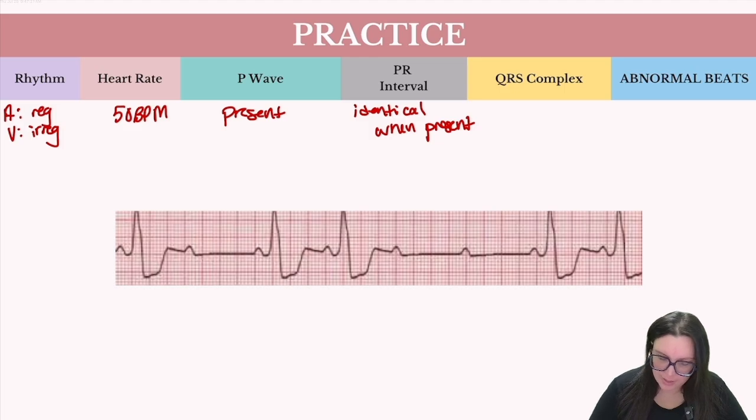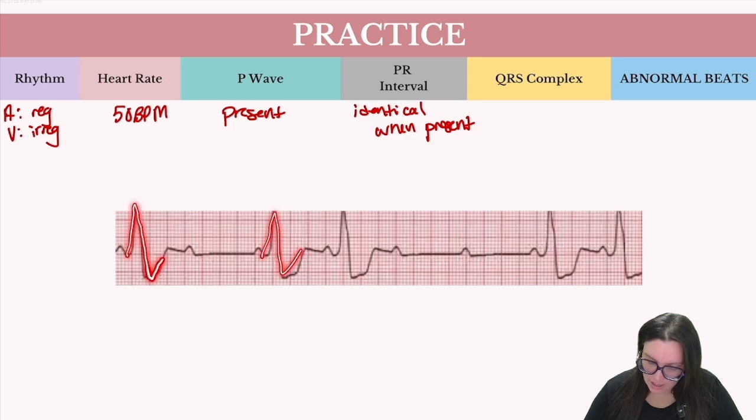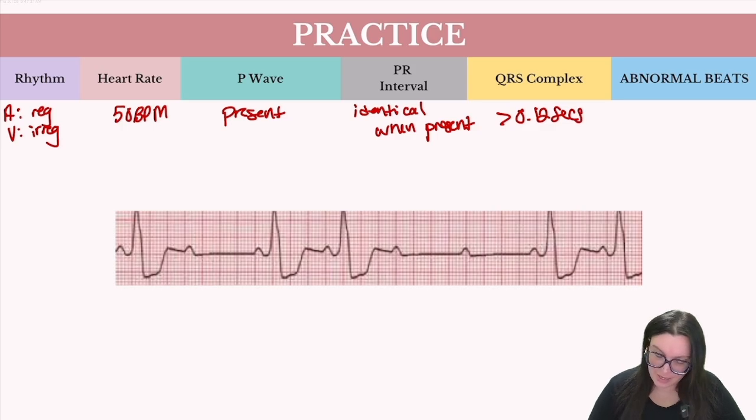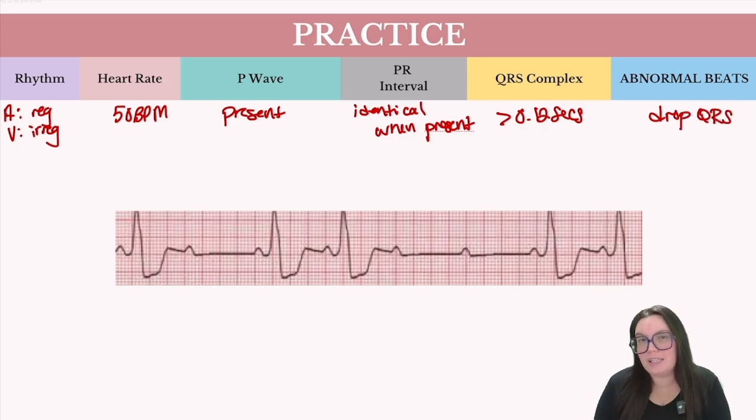And what about my QRS complexes? These are very different from what we've been seeing before, right? These are huge. These are big, wide, ugly QRS complexes. So these are definitely going to be greater than 0.12 seconds. And do I have any abnormal beats? I absolutely do, right? I have a P wave with nothing behind it here, a P wave and nothing behind it here, P wave, nothing behind it, so on and so forth all the way down. So I definitely have some dropped QRS complexes. So I know I'm dealing with a heart block.